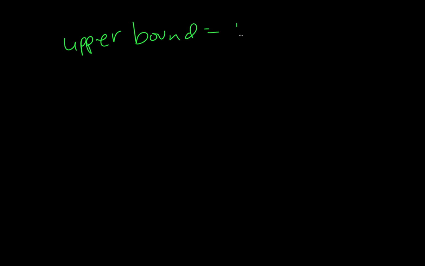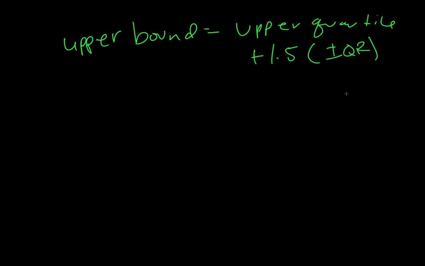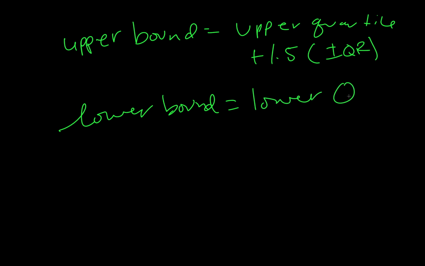So we have an upper bound. It's going to be equal to the upper quartile plus 1.5 times the IQR, or the interquartile range. Now the lower bound is similar. So the lower bound is the lower quartile minus 1.5 times the IQR. Okay, so we're going to use this for this next example.